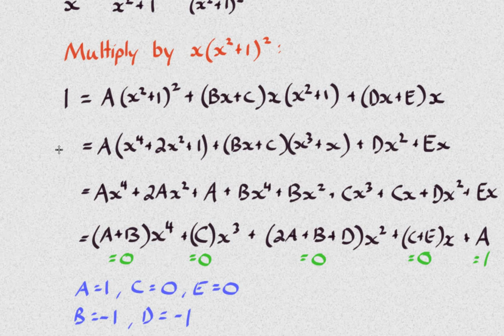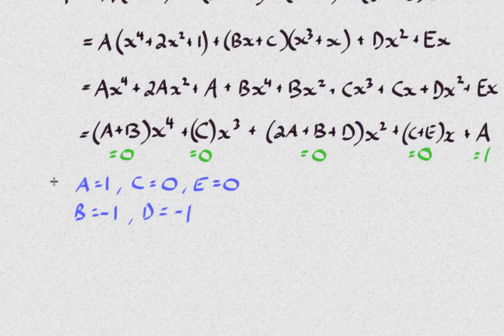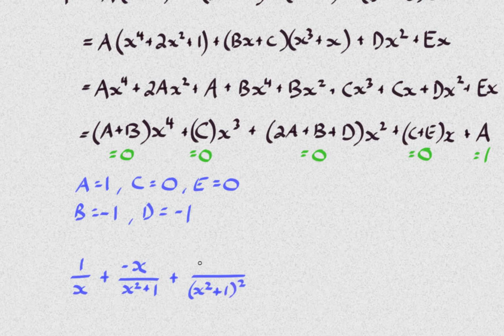meaning that we can write our initial fraction as the following sum. So our initial fraction that we started with will be equal to a on x, so 1 on x, plus bx plus c. Well, since c is 0, that's just negative x over x squared plus 1. And then our third fraction was (x squared plus 1) all squared, and that was dx plus e. But once again, e is 0, so that's just minus x as well. And so there we go.